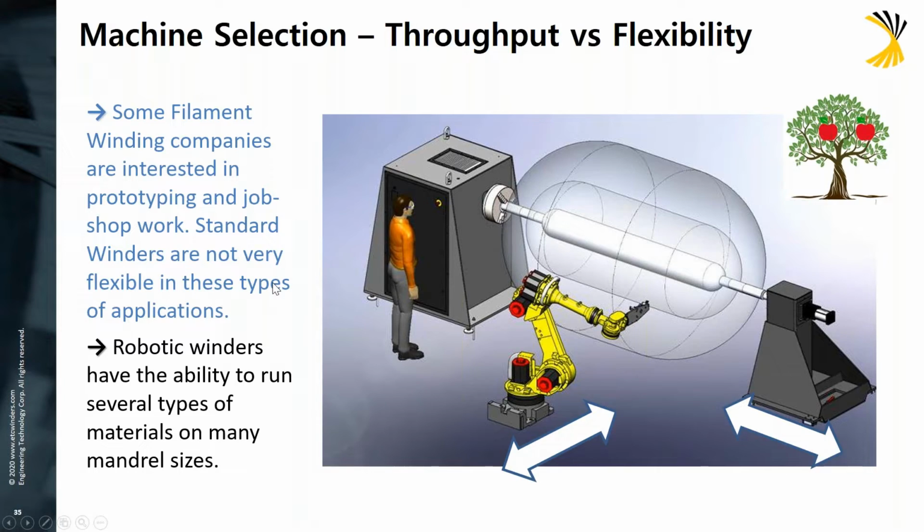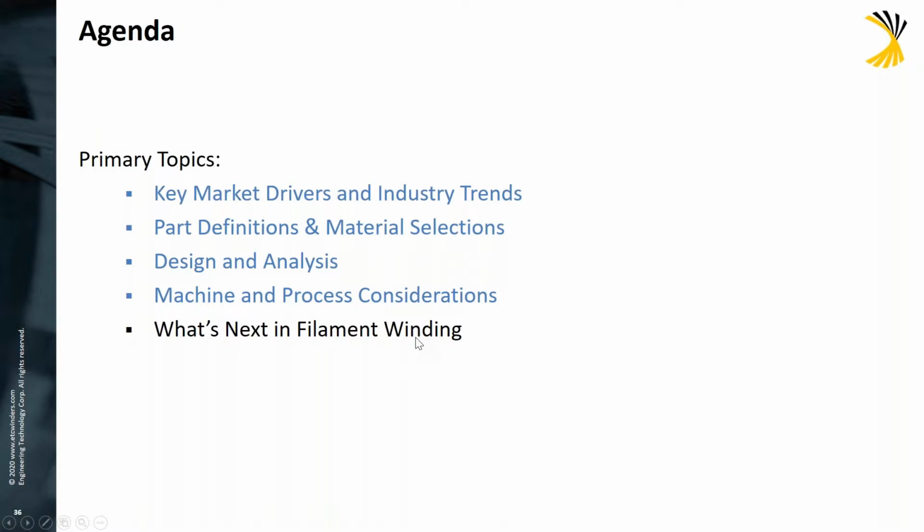Robotic winding machines have the ability to run several types of mandrels and several types of materials in any arrangement you can imagine. These tailstocks are very easy to move to accommodate larger parts, and the robot can even be placed on a carriage to allow you to lengthen the machine. So again, very flexible, very cost effective for the customer that's looking just for flexibility.